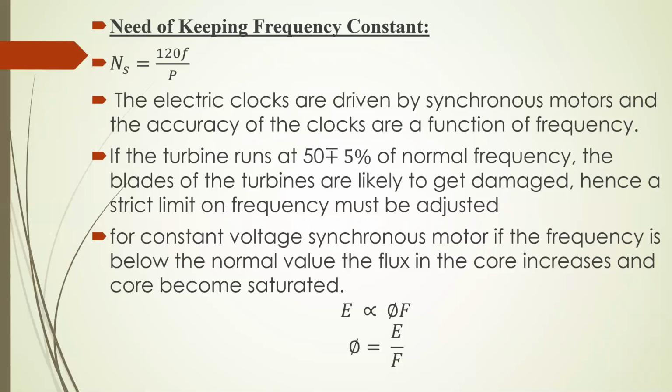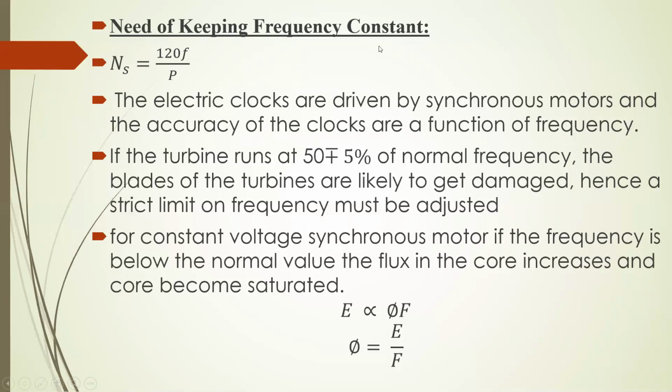If we try to link the parameters present in the synchronous generator, the synchronous speed Ns is equal to 120 f by P, where f is the frequency and P is the number of poles. Once the alternator or synchronous generator is manufactured, the number of poles is constant. If it is a 2-pole machine, it will always have only 2 poles. If it is a 4-pole machine, once manufactured, it will always have 4 poles. So P is a constant value. Again, 120 is also a constant value.